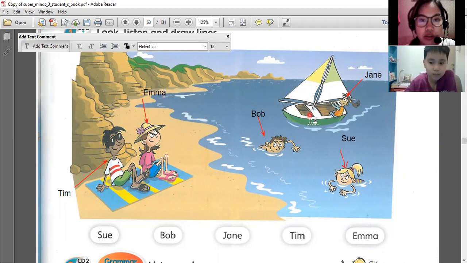Okay, so what we will do now is to describe or make some sentences. Let's make it a complete sentence, just like what you had said earlier. You said that Sue is swimming in the sea. Sue is swimming in the sea. Bob is also swimming in the sea. Correct. What about Jane? Jane is sailing in the sea, on her boat, right? On her boat.